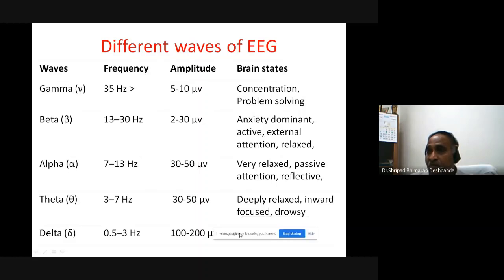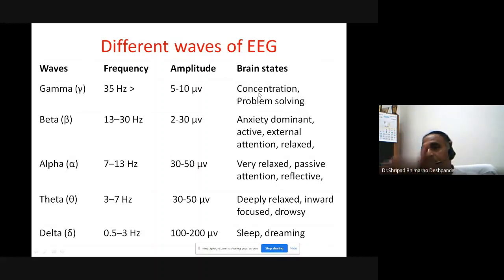When you have opened your eyes and there is some external stimulus, you have the alpha rhythm, this is called the alpha rhythm. Right now you are having an alpha rhythm and you are listening to my lecture. So you are concentrating on what I am trying to teach and tell, and you are trying to understand. During this time, you get gamma waves.